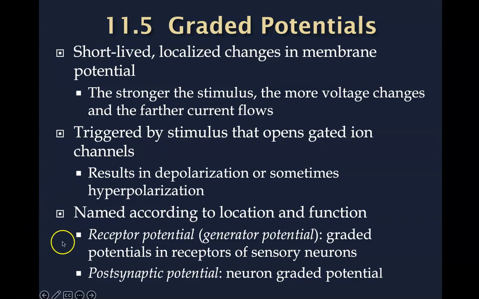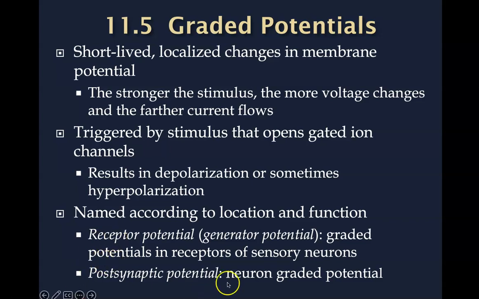Now, we can have what are called receptor potentials or generator potentials. And these are going to be potentials in the receptors of your sensory neurons. So for example, when we talked about things like Meissner's corpuscles, remember those mechanically gated channels? As you push on your skin, you're causing those channels and those sensory receptors to deform. And that is causing an influx of ions, causing those mechanically gated channels to open.